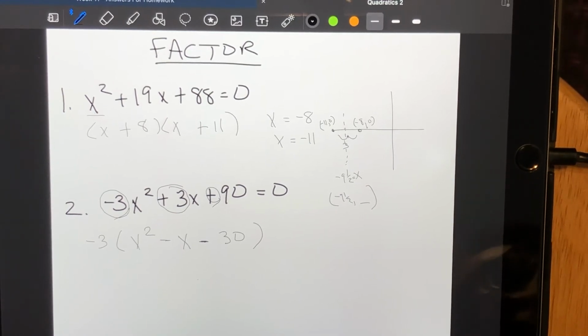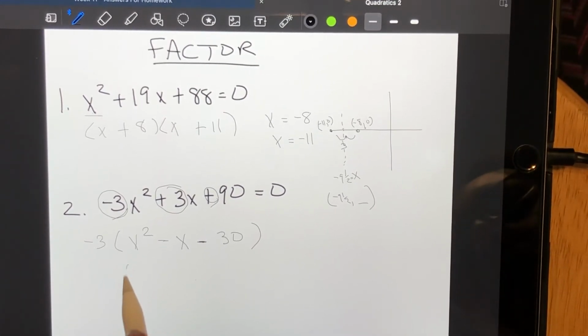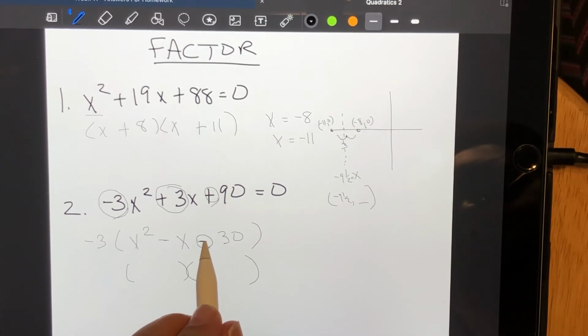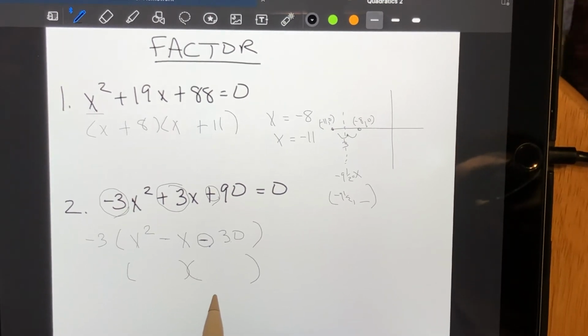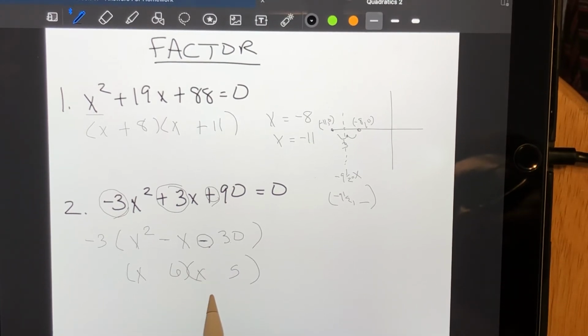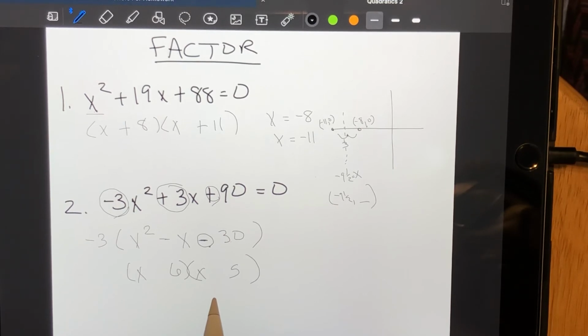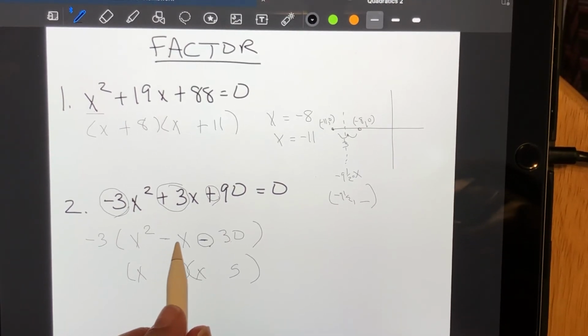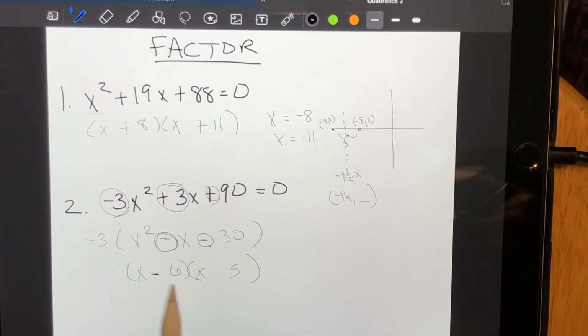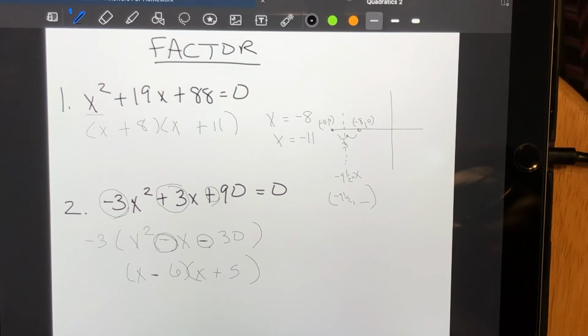Now I ask myself the question, are there 2 numbers that I can multiply together to be 30, yet subtract them to be 1? And I say, yes, I have 6 and 5. 6 times 5 can be multiplied to be 30, but they are subtracted to be 1. So which one do I want to be positive or negative? In this case, I want my answer to turn out to be negative. So my larger number must be the negative sign and my smaller number must be the positive sign. That gives me x equals 6 and x equals negative 5.